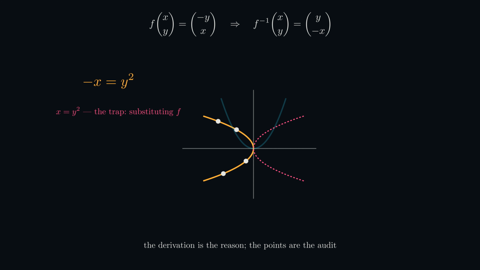Notice the trap. If you substitute the forward rotation instead, you get x equals y squared, a parabola opening to the right. It looks plausible, and it is the mirror image of the truth. As a check on the arithmetic, take points on the original, rotate them, and every one of them satisfies our equation, and none of them satisfies the trap. The derivation is the reason, the points are the audit.